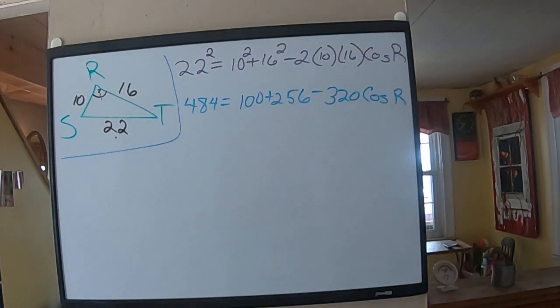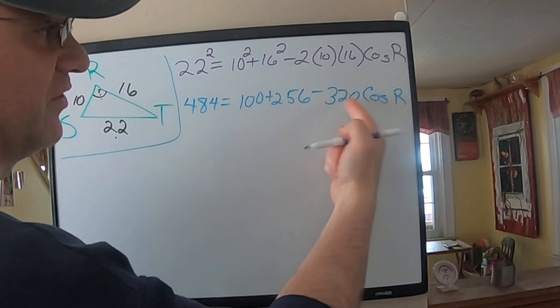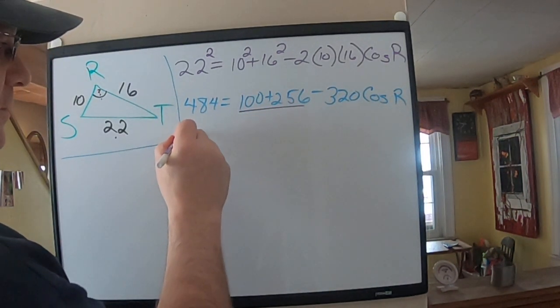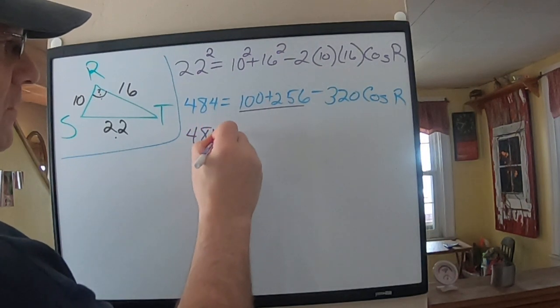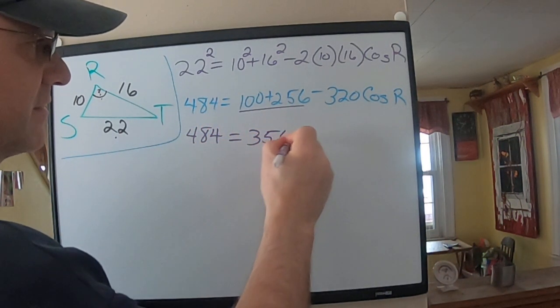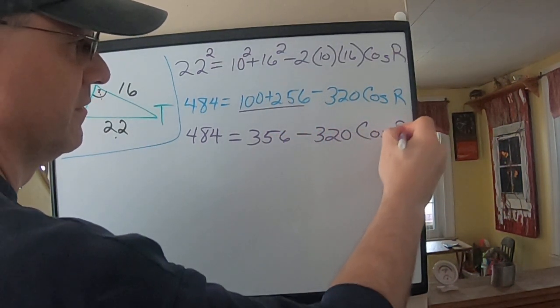Again, one of the things that people get caught up in is they think they can combine this, this, and this, but that's multiplied times cosine of R. So I'm only combining these two. 484 equals 356 minus 320 cosine R.